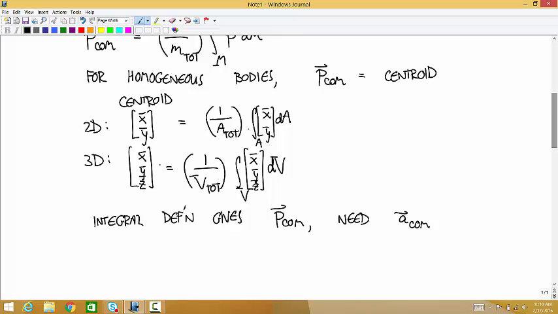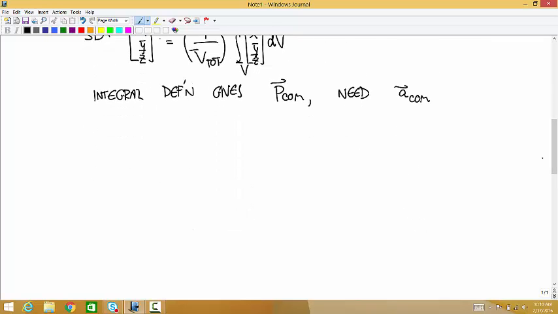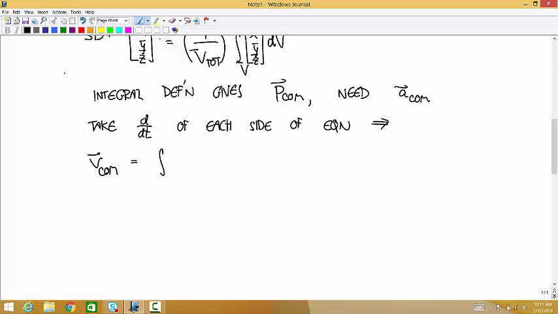Well, these are integrals with respect to volume. Time doesn't have anything to do with it. So you can just take the time derivative of each side of the equation, and you can come up with the expression for the velocity of the center of mass, which is equal to, this should be mass, let me start over.